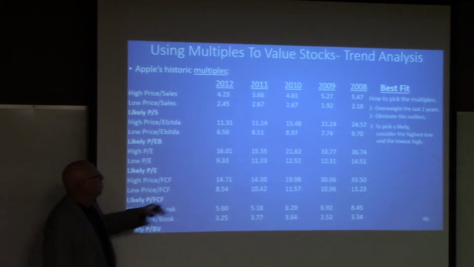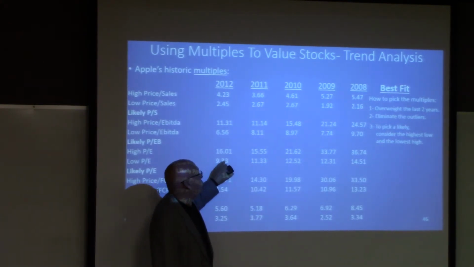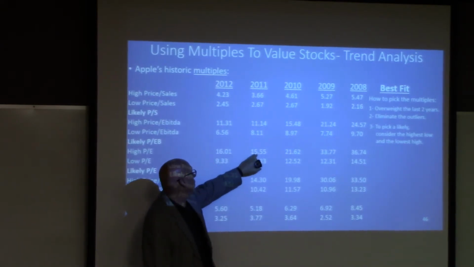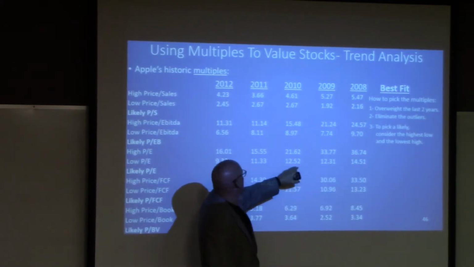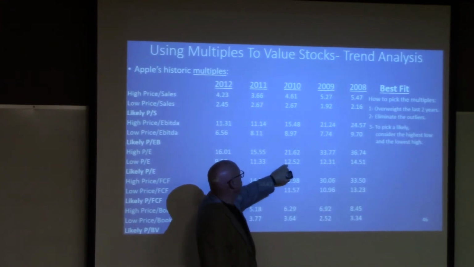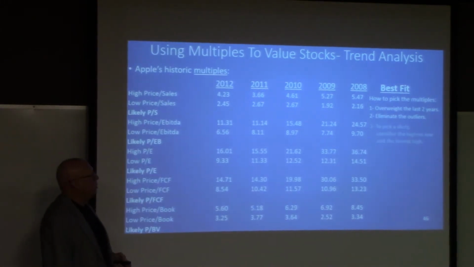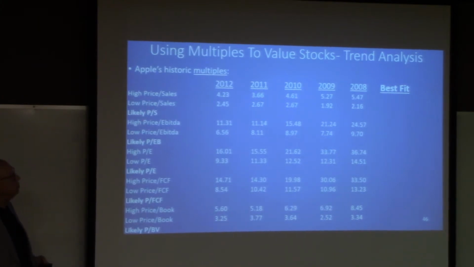And we'll consider the lowest high and the highest low, and we'll go somewhere in between. So the lowest high is 15.5, and the highest low, we're going to eliminate this outlier, is 12.5. Somewhere between 12.5 and 15.5 is our likely multiple. All right, so let's go ahead and pick the best high and best low for each multiple: price to sales, price to EBITDA, price to earnings, price to free cash flow, and price to book value.